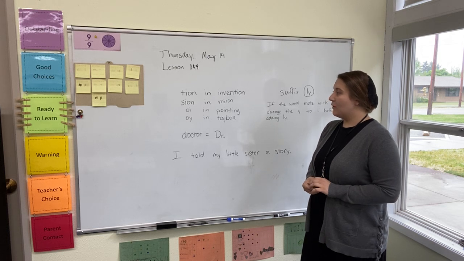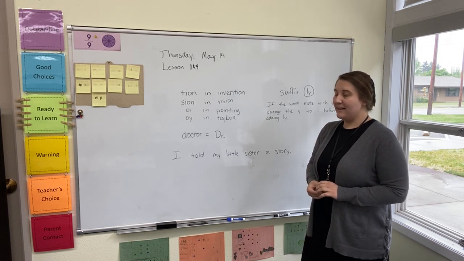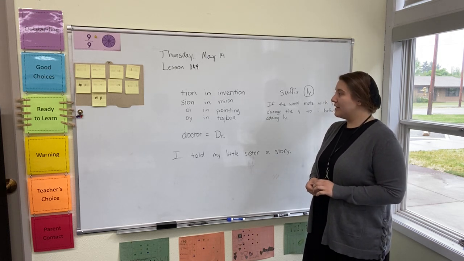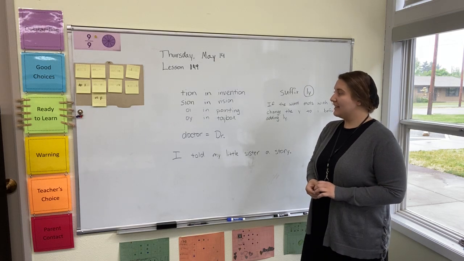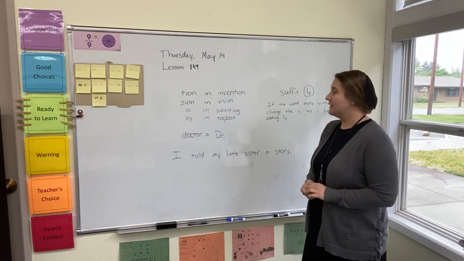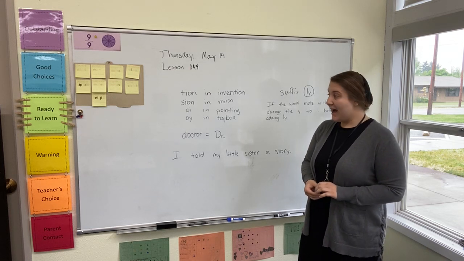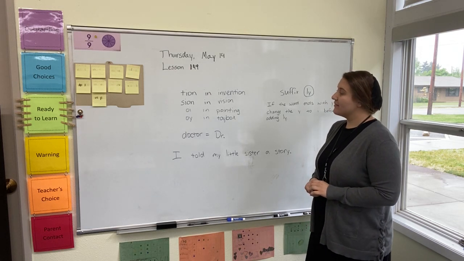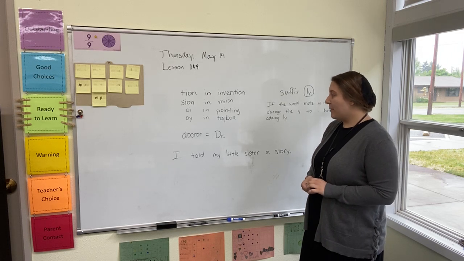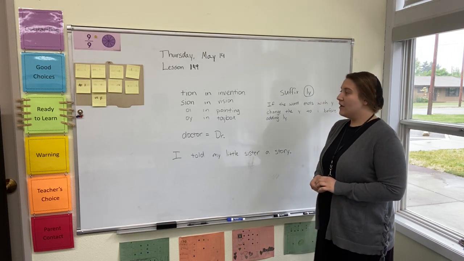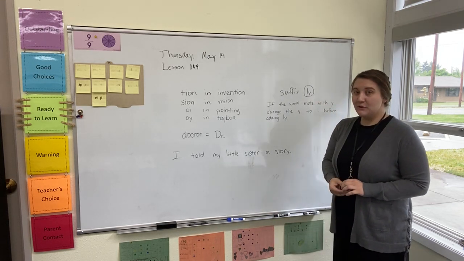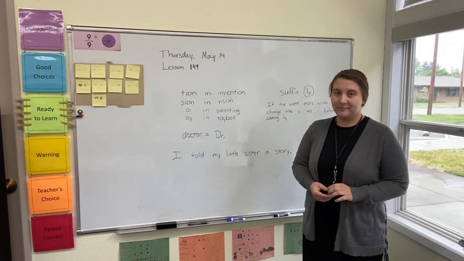Oi in pointing. O-I. Oi. Again. Oi in pointing. O-I. Oi. Oi in toy box. O-Y. Oi. Oi in toy box. O-Y. Oi. All right, read those over a couple times and then we're going to move on.